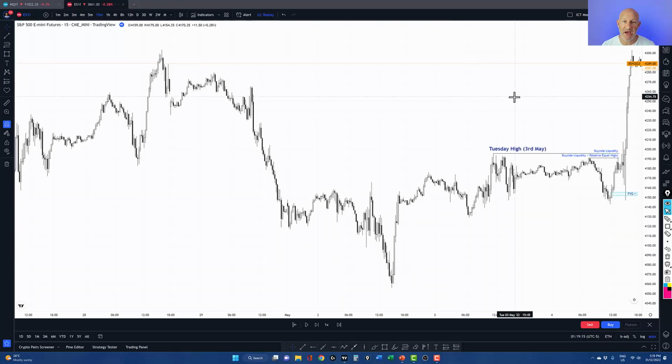And if we zoom out and look back, you can see that this particular move takes this buy side liquidity out from the 28th of April.